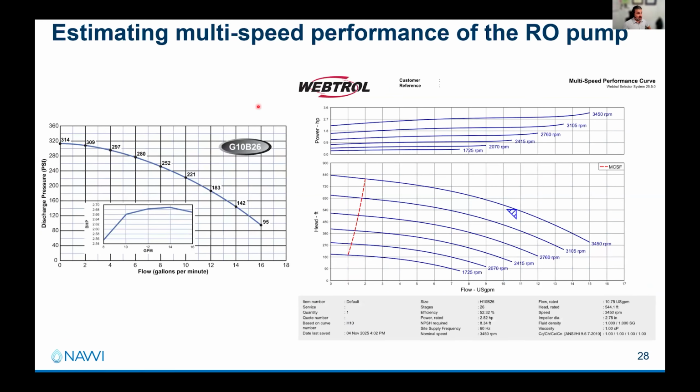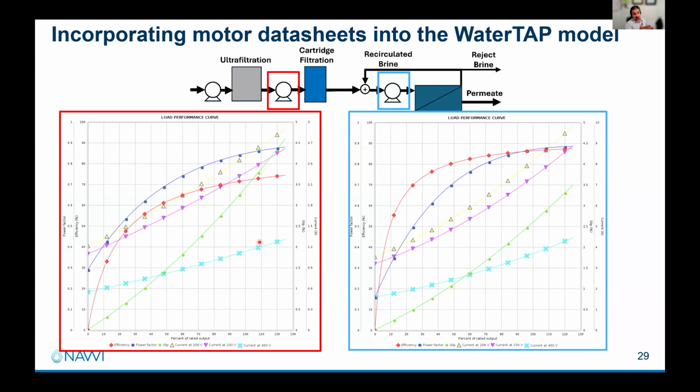We used multi-speed curves. We first tried using multi-speed curves from a heavy-duty version of the pump, but then we realized, hey, it looks like they're just using pump affinity laws here. So let's just do that for the single curve and work in the variable efficiency of the pump into the model. So we did that. And then we said, oh, let's do the motors too. So we pulled up the motor data sheets, embedded the variable motor efficiency of these two pumps into the system.